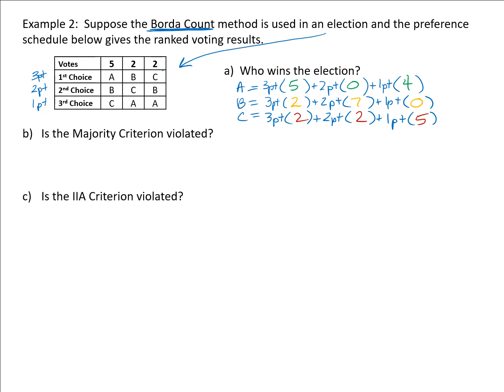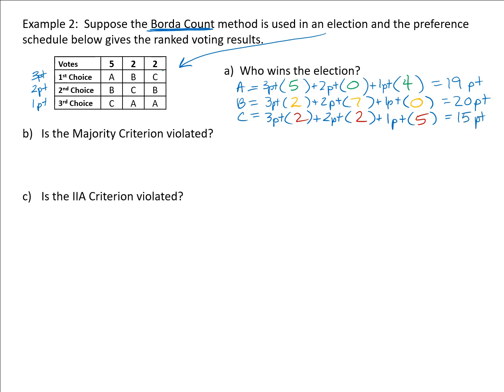So 3 times 5 plus 0 plus 1 times 4 is equal to 19 points for candidate A. B would be 3 times 2 plus 2 times 7 plus 1 times 0, which would be 20 points. And definitely feel free to use your calculator here. I'm just doing these in my head, but I earlier did them with a calculator to double check. For C, 3 times 2 is 6, plus 2 times 2 is 4, plus 1 times 5 is 5, so 6 plus 4 plus 5 would give me 15 points, not votes, points.